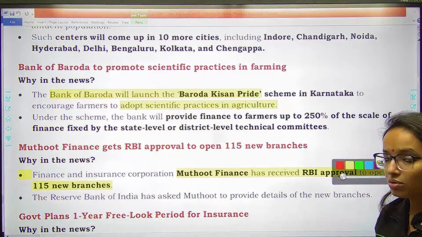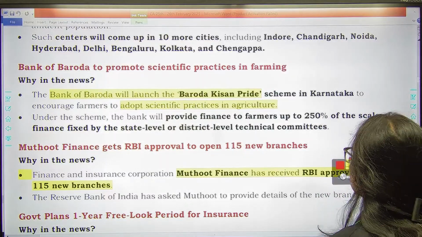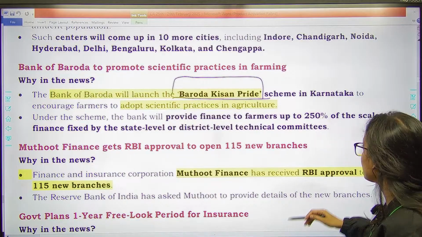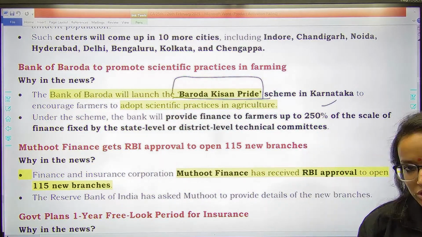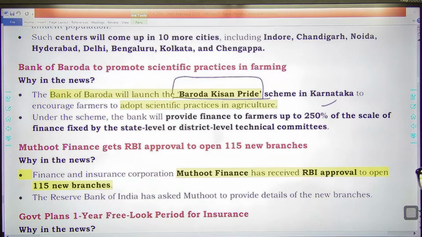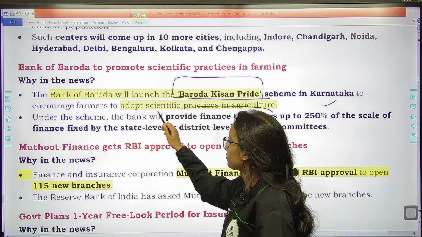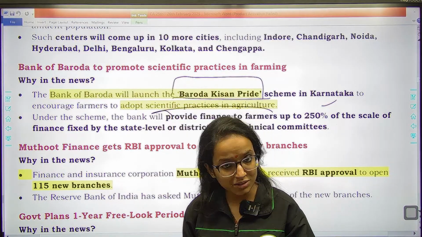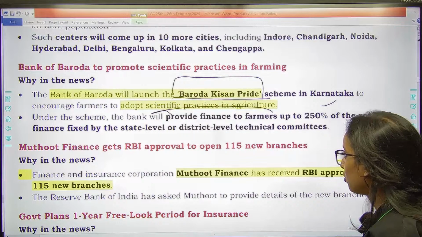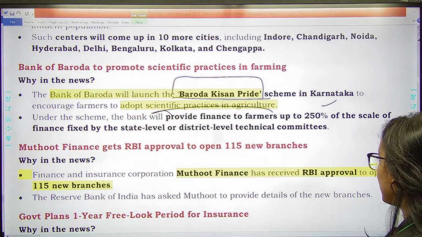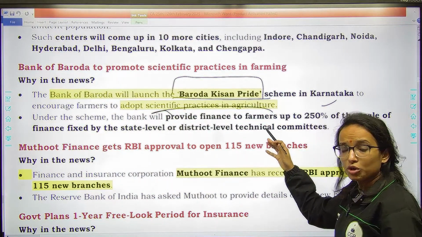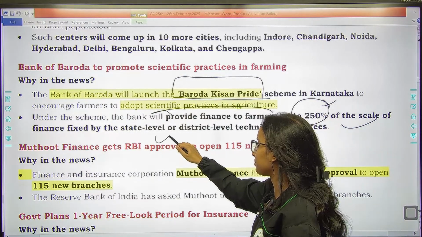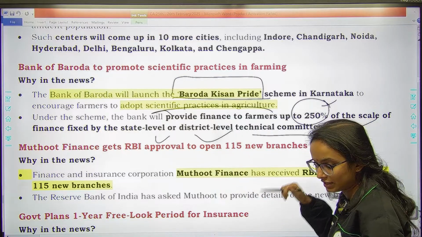Next is Bank of Baroda will be launching Baroda Kisan Pride Scheme. Remember this thing. Baroda Kisan Pride Scheme. What is this scheme? First of all, it will be launched in Karnataka to encourage farmers to adopt scientific practices in agriculture. They will be encouraging farmers to adopt scientific practices, sustainable practices in agricultural activities, and they will be providing finance to farmers up to 250% of the scale of finance fixed by the state level और डिस्ट्रिक्ट लेवल टेक्निकल कमेटी.